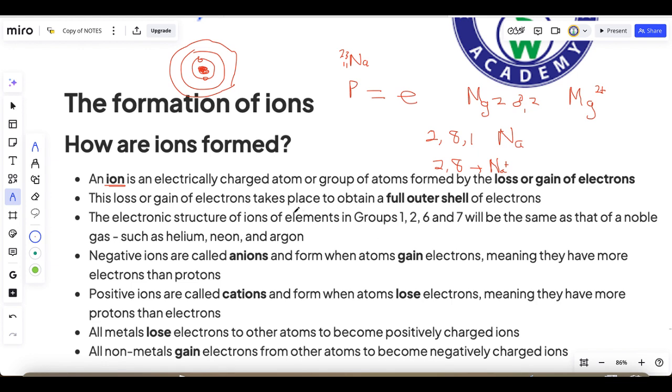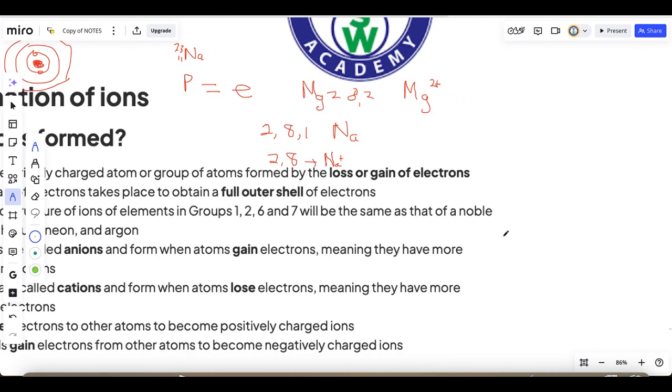For example, chlorine. Chlorine has atomic number 17. Okay, Cl has atomic number 17. So the number of protons is 17, the number of electrons is 17. For the atom, the number of protons and electrons are the same. The electronic configuration is 2 in the first shell, the second shell will be 8, and 7 electrons will be in the third shell.